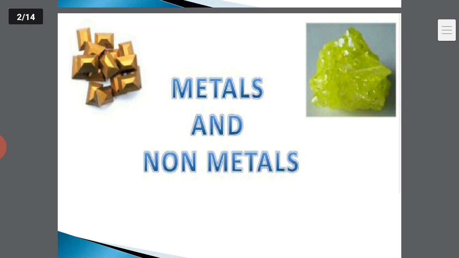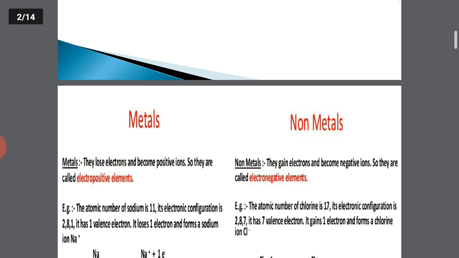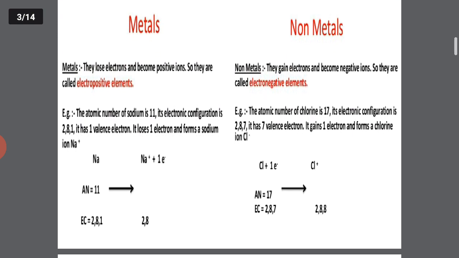Metals and non-metals. Metals are electropositive and non-metals are electronegative. So let's see. Metals lose electrons, that's why they become positive ions, so they are called electropositive. Non-metals gain electrons and become negative ions, so they are called electronegative.